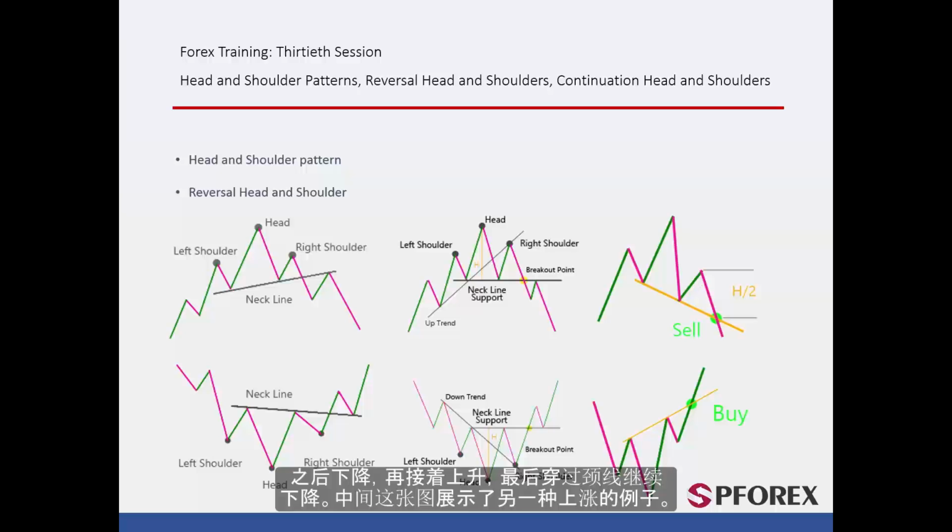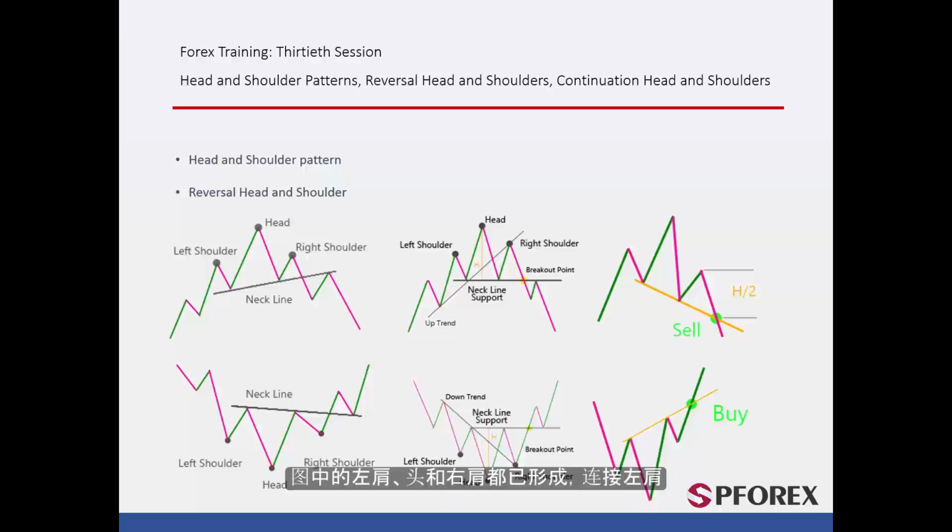The middle graph displays another uptrend example. Left shoulder, head, and right shoulder are formed, and the neckline can be drawn in an uptrend by connecting left shoulder valley to right shoulder valley. H is a vertical line from the summit of the head to the neckline. The neckline is sometimes horizontal, while it frequently has a slope.